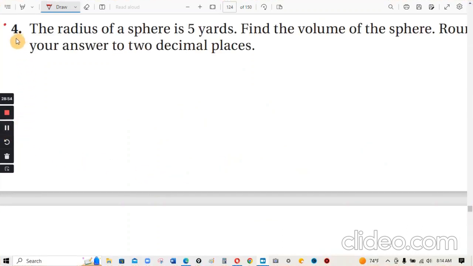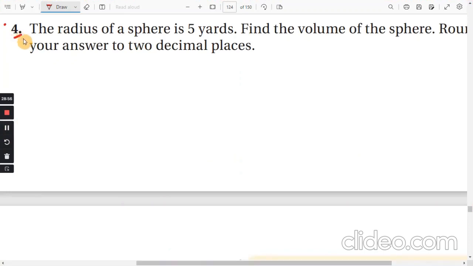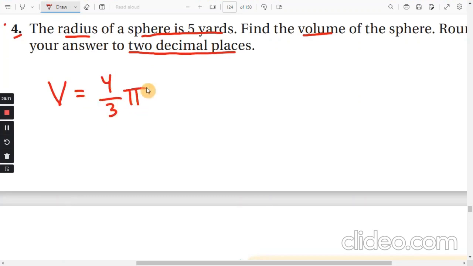Okay, please pause and try number 4. The radius of a sphere is 5 yards. Find the volume and round to 2 decimal places. All right, so this one's pretty easy. I want you to use 4/3 pi r cubed and round to 2 decimal places. Please try it.